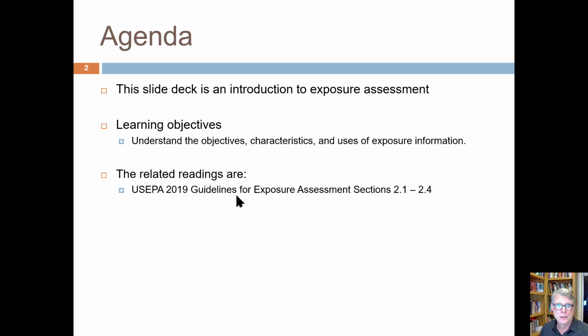There's some good reading available on exposure assessment. This document from EPA in 2019 is a nice introduction to many concepts in exposure assessment, so I recommend looking through it.